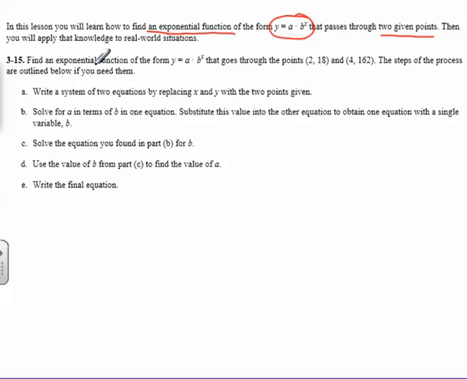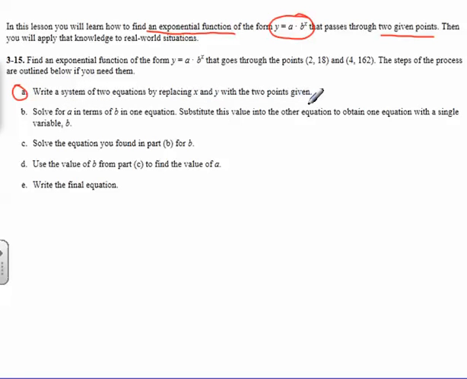Find an exponential function in this format for these 2 points. The steps of the process are outlined right here if we need them. So I'm going to show and talk out all of this, and you need to take notes on this in your notebook. Okay, so for part A, write a system of 2 equations by replacing x and y with the points given.